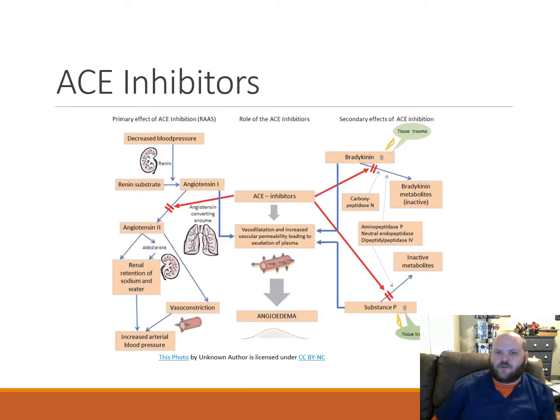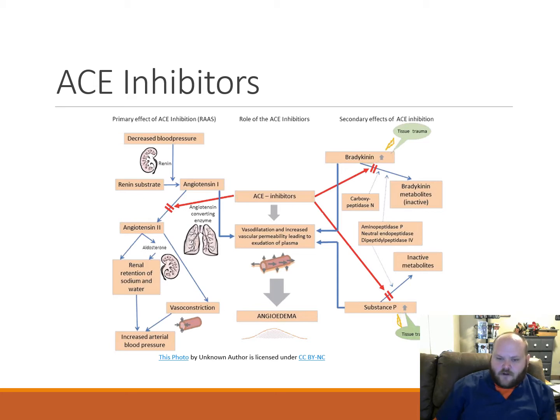ACE inhibitors are used to inhibit the conversion of angiotensin I to angiotensin II. If you'll recall from the renin-angiotensin-aldosterone mechanisms, angiotensin II stimulates aldosterone production, which increases sodium reabsorption and water retention. It also increases the body's level of antidiuretic hormone, or ADH, and can lead to ventricular stiffness.